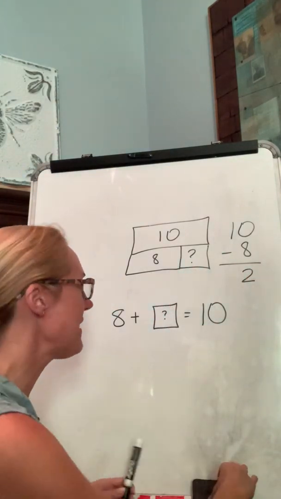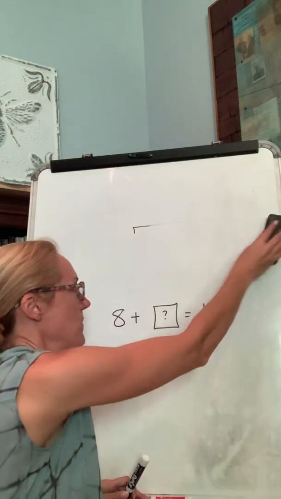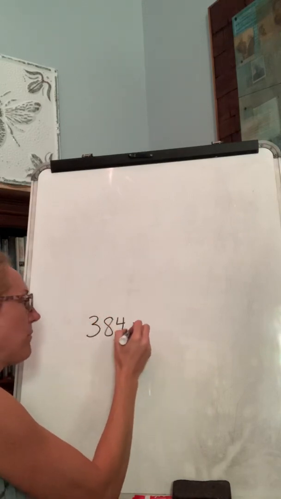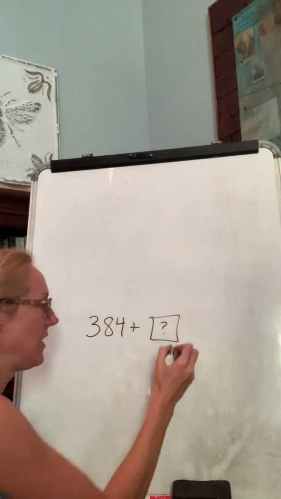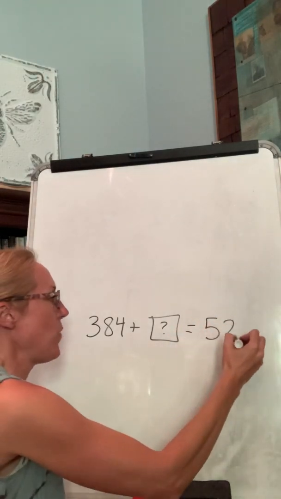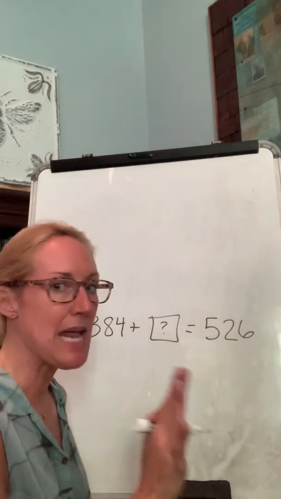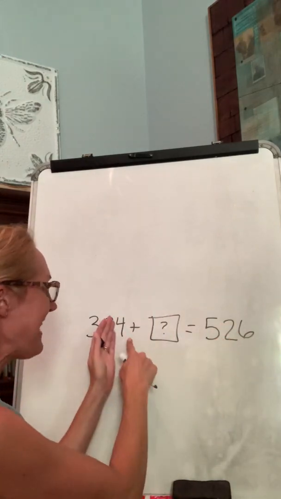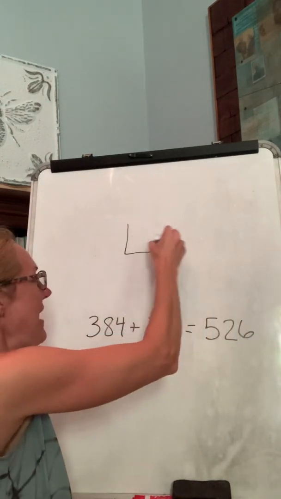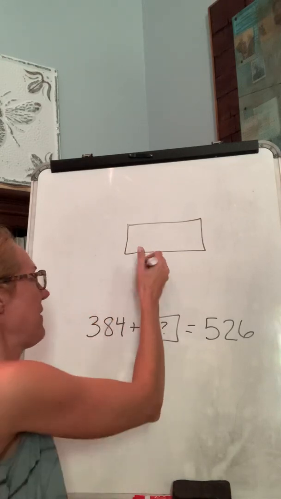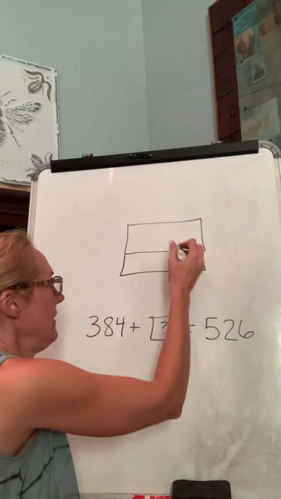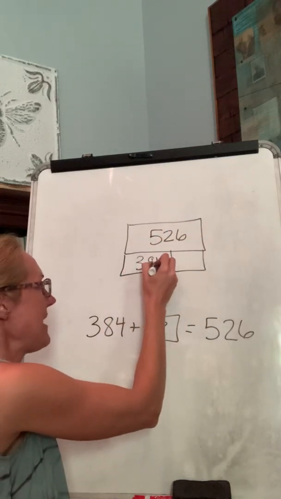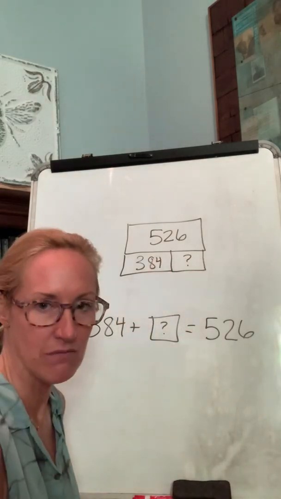Same thing if we have bigger numbers. Let's say I say 384 plus something equals 526. Same thing, just bigger numbers. We know what the whole thing is, what it equals, and we're adding, so this is the whole thing. So we have 526. We put these two parts together. We know it's 526 as the whole thing. We know one of our parts is 384. What is this other part?